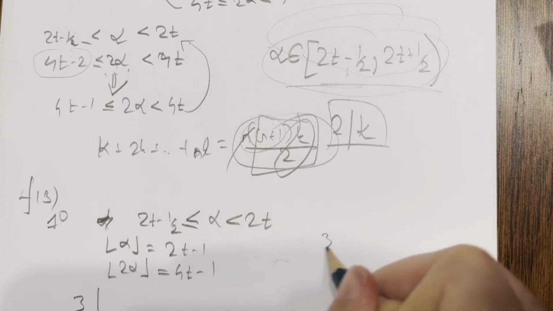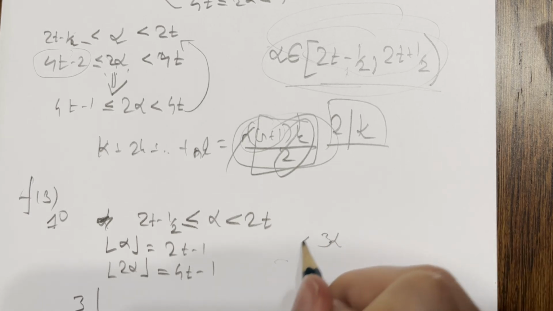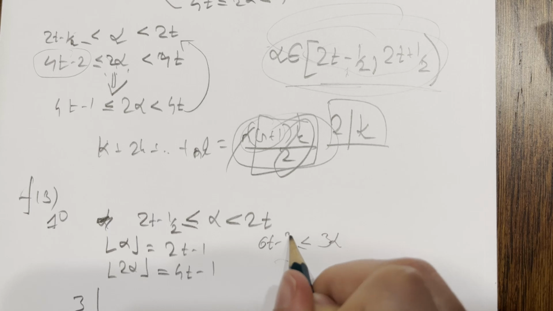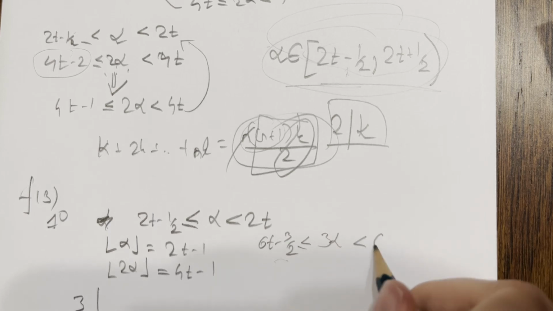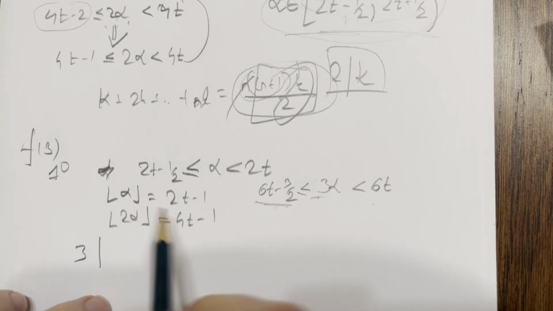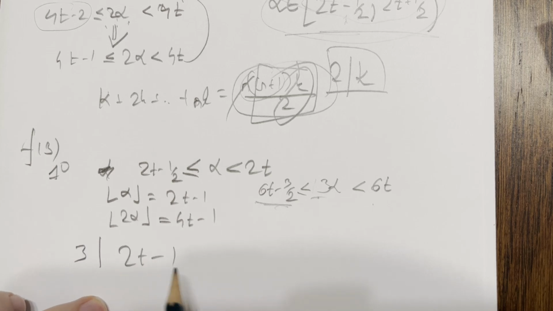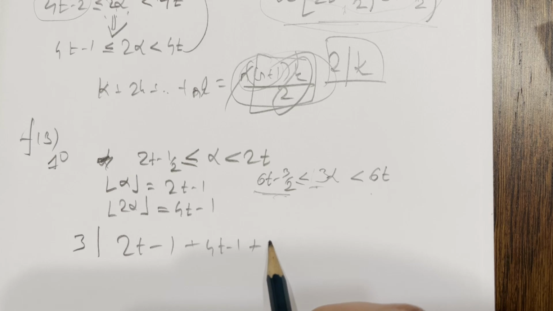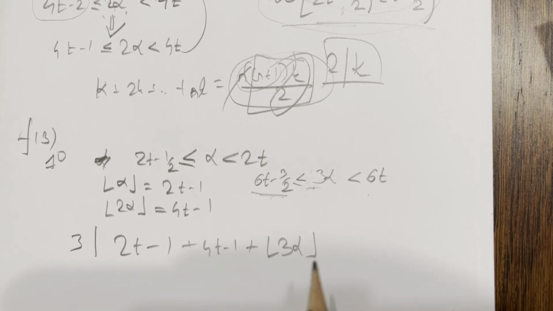And what is 3 alpha? 3 alpha is going to be greater than or equal to 6t minus 3 halves, and strictly less than 6t. So now we know that the floor of 3 alpha is either going to be 6t minus 1 or 6t minus 2, but nothing else. So I know that 3 divides 2t minus 1 plus 4t minus 1 plus the floor of 3 alpha.